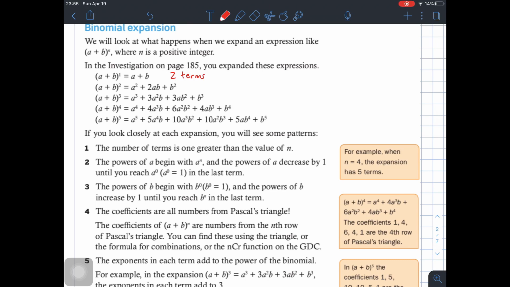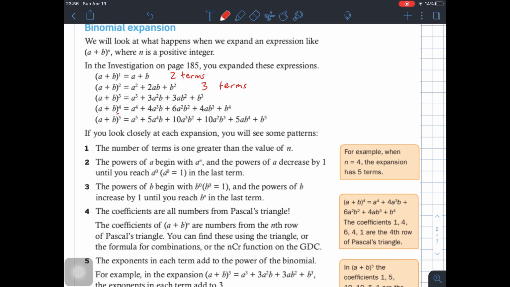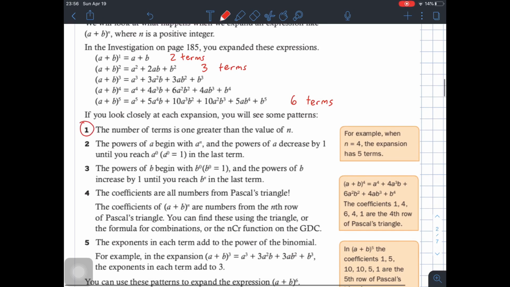If the power is 2, you see that I have 3 terms. And so on. If we go to the power of 5, we should have 6 terms, right? 1, 2, 3, 4, 5, 6. So always there's 1 more term with respect to the exponent. That's one important property you should know. So this has 6 terms. So that's property number 1.